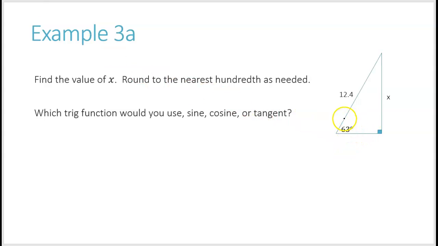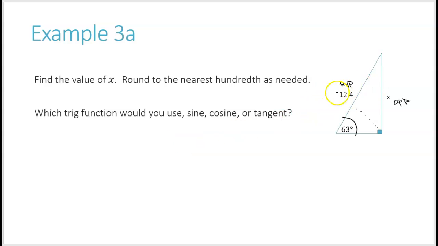So here's what we need to do. First, we recognize and identify the angle that we're working with. It's this 63-degree angle. Then we want to recognize the side lengths in reference to that angle measure. So this one, of course, is the hypotenuse because it's across from the 90-degree angle. And then this one is my opposite side because it is opposite my angle, right?